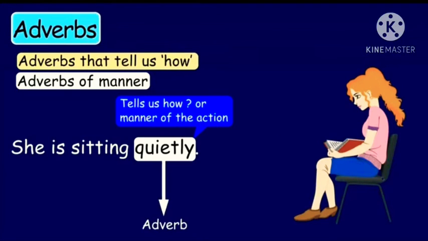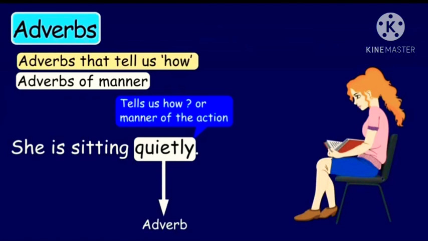Now let us go to the next kind of adverb, that is adverbs of manner. Adverbs that tell us how an action is done are known as adverbs of manner. Like, she is sitting quietly. How is she sitting? She is sitting quietly. So quietly is an adverb of manner because it is telling us how she is sitting, how the action is done.